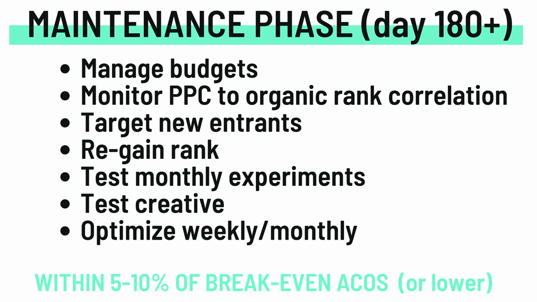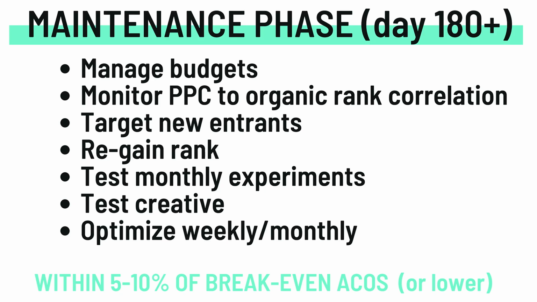You're going to be monitoring your pay-per-click to organic rank correlation and potentially reducing your spend on advertising if you feel like your organic ranks are there. You're going to be targeting new entrants. Obviously, there's new competitors after the 6 month period that you're typically going to see. You may need to regain rank. So you're really kind of looking at old words. Hey, where am I losing ground? Is there new ASINs? Trying to claw back to those words that matter and those rankings that matter.